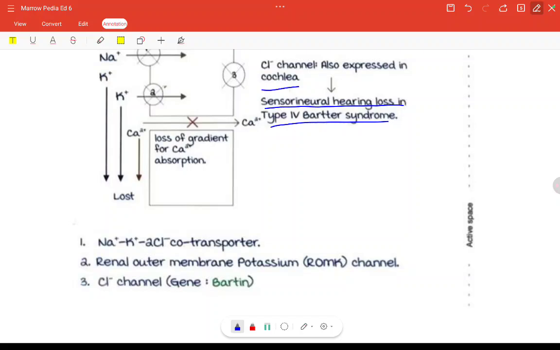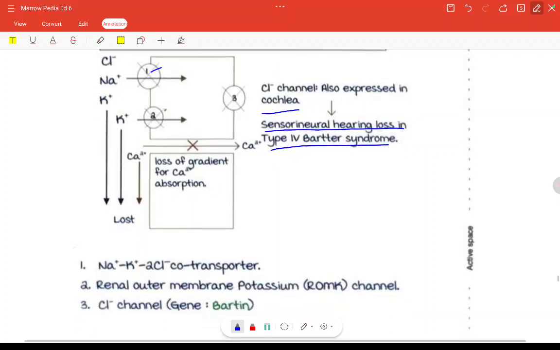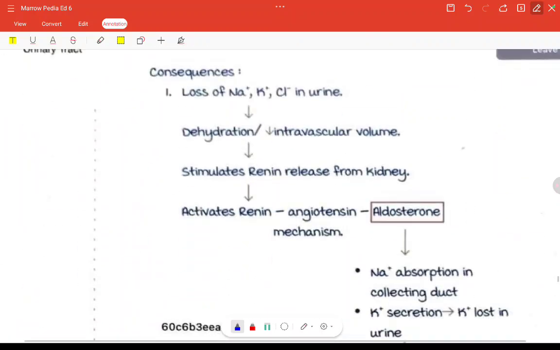The first one is the sodium potassium 2 chloride co-transporter. The second one is the renal outer medullary potassium channel. These are all not working, and the chloride channel is affected due to the gene Barttin. The first one was the sodium potassium 2 chloride co-transporter, the second one is the renal outer medullary potassium channel, and the third one was the chloride channel.